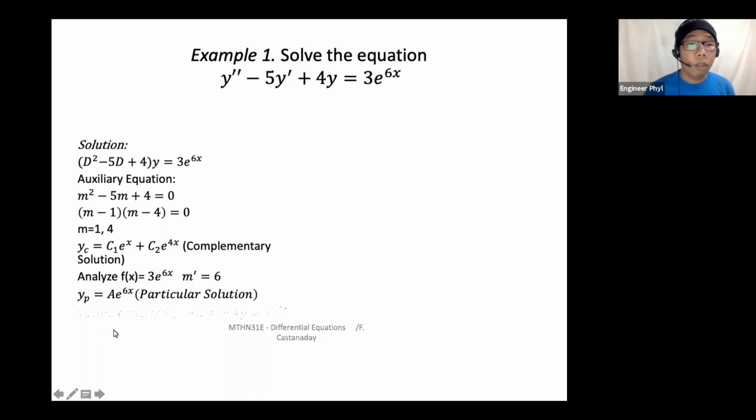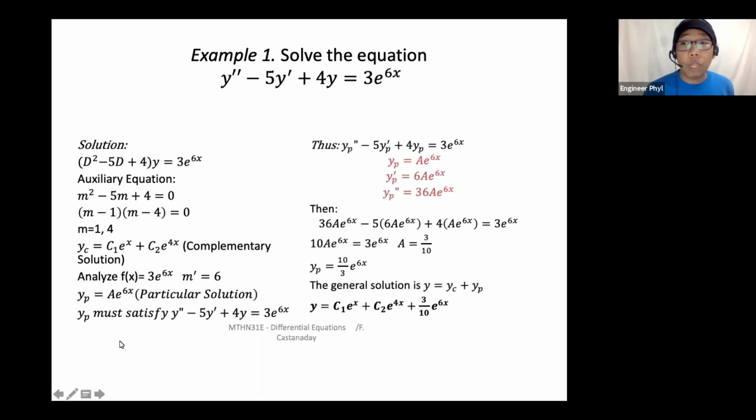Okay, so now we are going to utilize the given equation. So y sub p must satisfy the given equation y double prime minus 5y prime plus 4y equal to 3 e raised to 6x. So now we are going to replace y prime by y prime sub p, and y double prime by y double prime sub p. So it means that we are to differentiate y sub p and plug in the results later. So y sub p equal to a e raised to 6x. The derivative of that is 6 times a e raised to 6x.